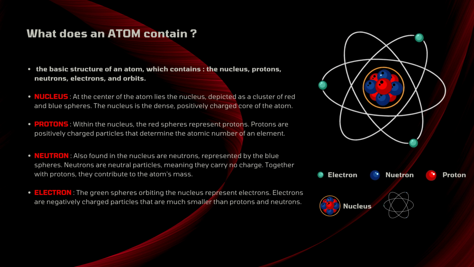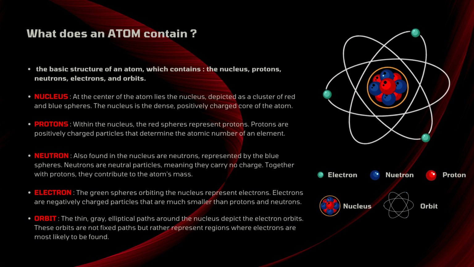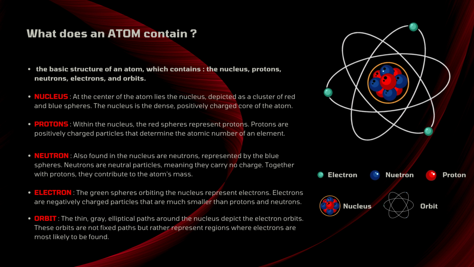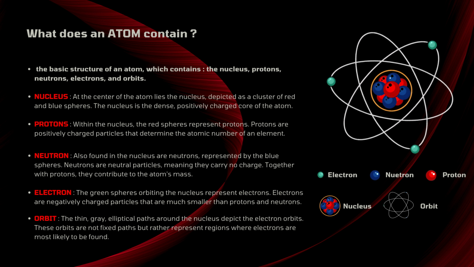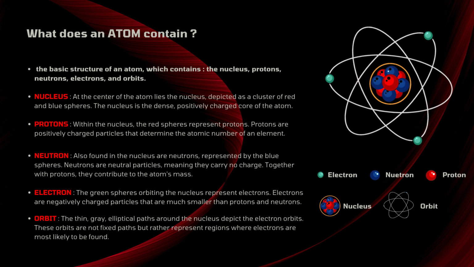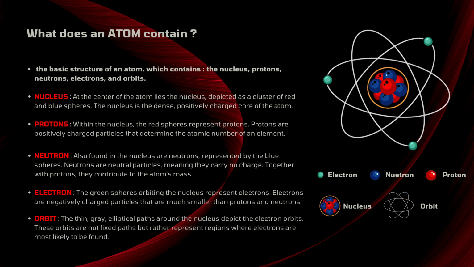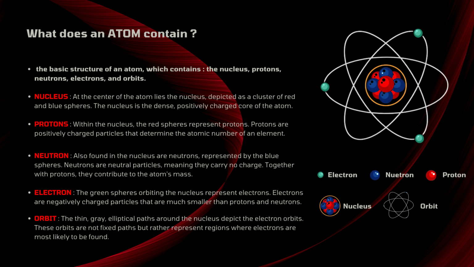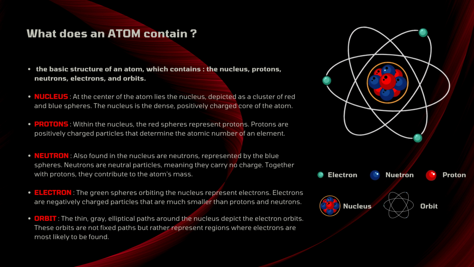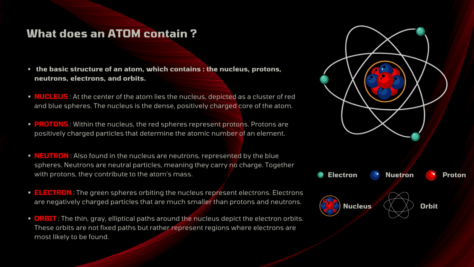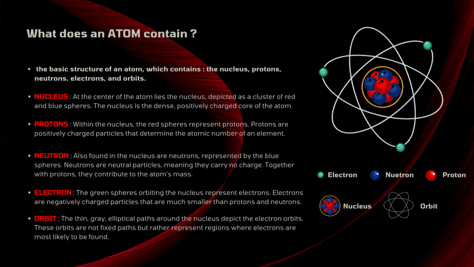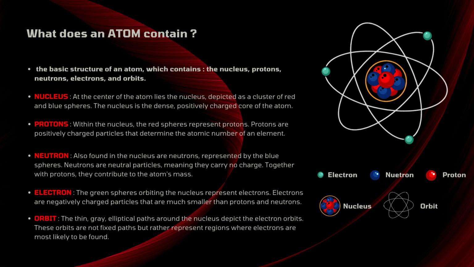What does an atom contain? The basic structure of an atom contains the nucleus, protons, neutrons, electrons, and orbits. Nucleus. At the center of the atom lies the nucleus, depicted as a cluster of red and blue spheres. The nucleus is the dense, positively charged core of the atom. Protons. Within the nucleus, the red spheres represent protons. Protons are positively charged particles that determine the atomic number of an element.